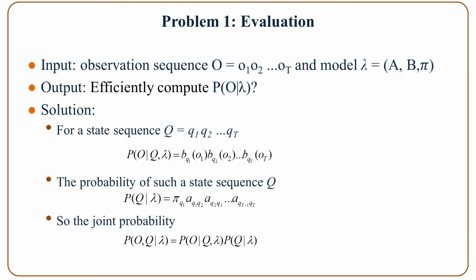So first, let's talk about problem 1. Problem 1 is also called the evaluation problem. Given the observation sequence O and a model with parameters A, B, and π, how to efficiently compute P of O given lambda. So let's look at the solution.